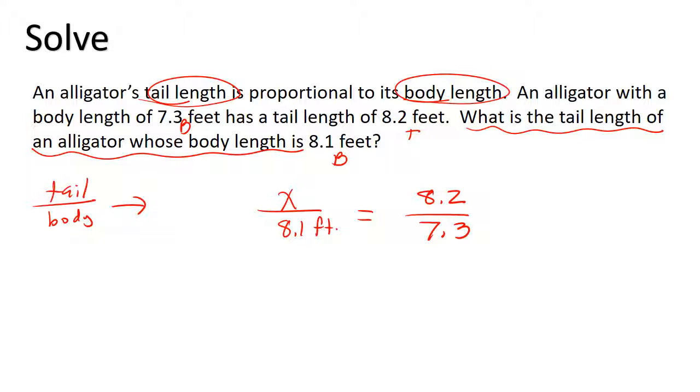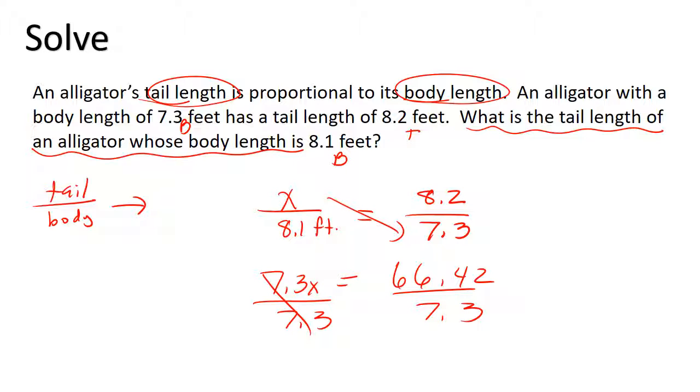Okay, so let's go ahead and cross multiply. I end up with 7.3x, and then 8.2 times 8.1 will give me 66.42, and I divide by 7.3. And that is approximately a 9-foot gator, 9.1 feet.